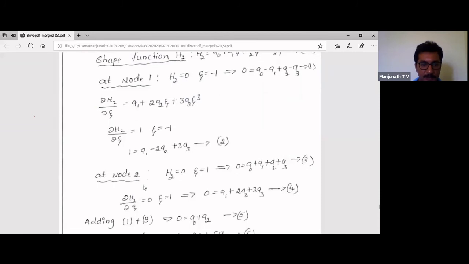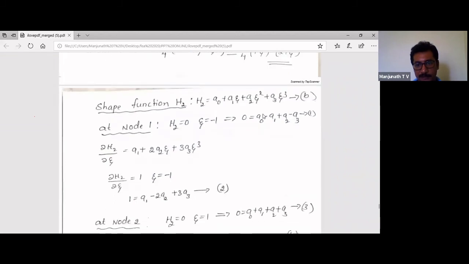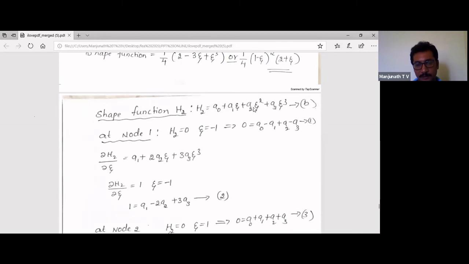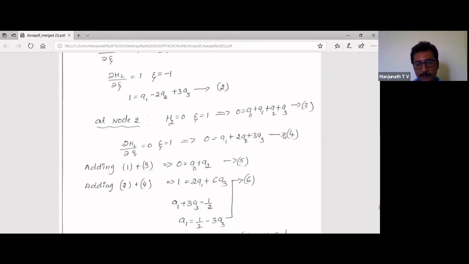Similarly, at node number 2, take the H2 value and ζ value from the table and substitute in this polynomial equation, and you are going to get equation number 3. Similarly, ∂H/∂ζ is equal to 0 and ζ is equal to 1 at node number 2. If you substitute these values in the polynomial equation, you will get equation number 4. This procedure remains the same for all types of shape functions. If you want to calculate H3, H4 also, you follow the same procedure.